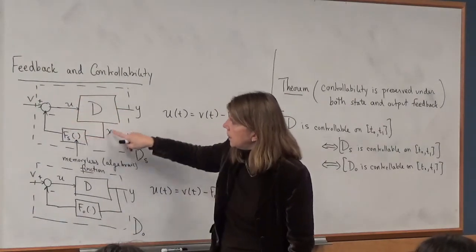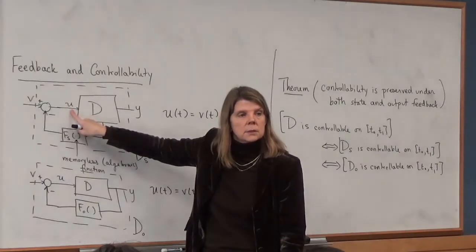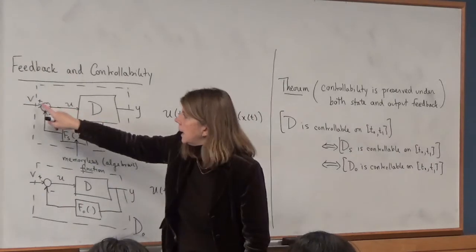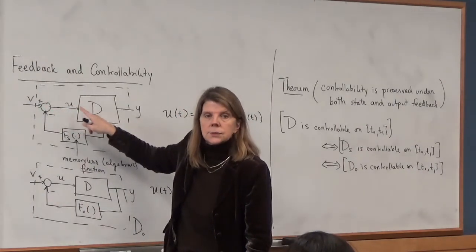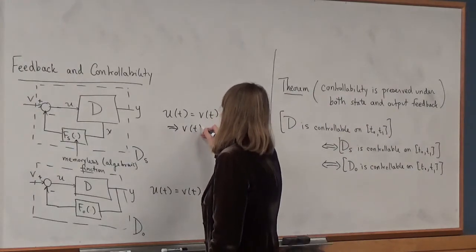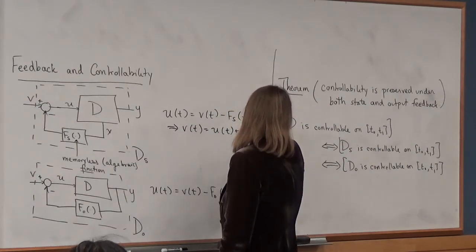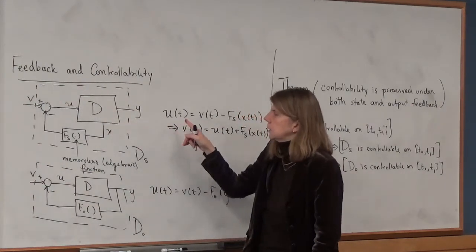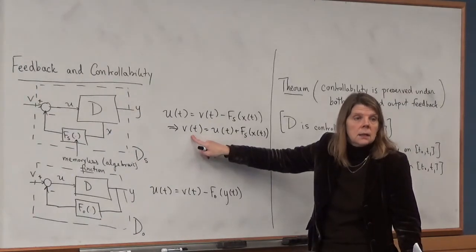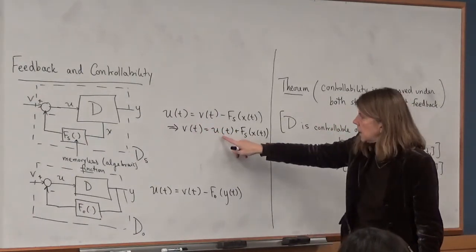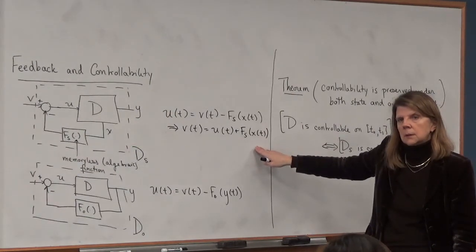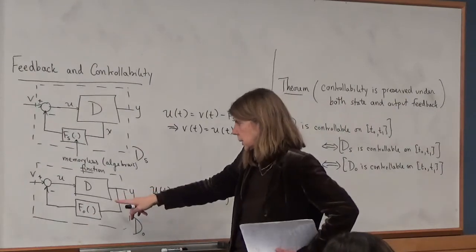Okay, well let's look at this feedback loop then. If there exists such an input, then in this feedback loop, all I have to do is compute V from U. The fact that there existed such an input U to take me to any final state tells me that I just take that input U, so I'm going to rewrite this as V of t is equal to U of t plus Fs of x of t. The existence of such an input U to make D controllable automatically tells me by this equation that there exists an input V to make the whole closed loop system controllable, because I just take the U that I had before and I add to it this map operating on X.